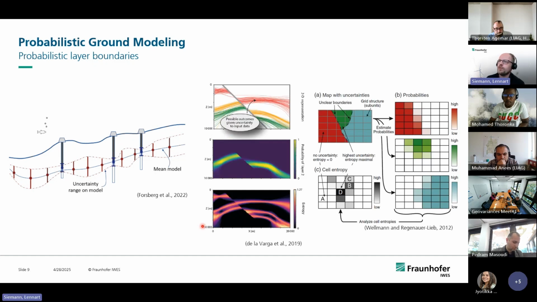Here are just some figures to pick you up. I think you're all well aware of the concepts here, but this is what we can produce from that. If we have different horizons, we can create those spaghetti plots, basically. We can create probabilities, but we also look at entropy, which I think is a nice concept. This figure shows the concept behind the entropy: you get the highest entropy where you have the most different units within one potential grid cell, whereas the lowest entropy will be wherever you are quite sure that there is just one unit.